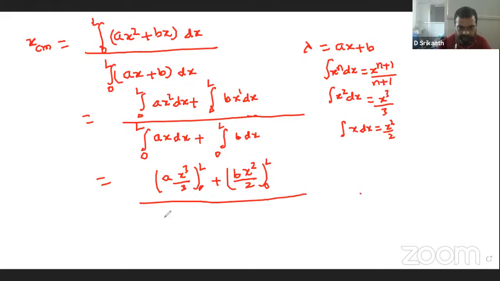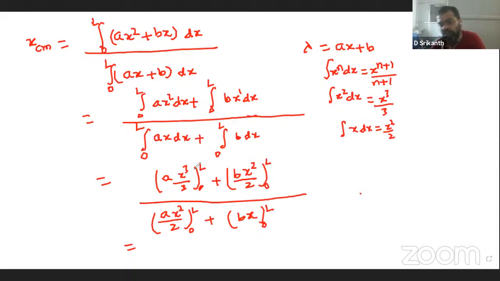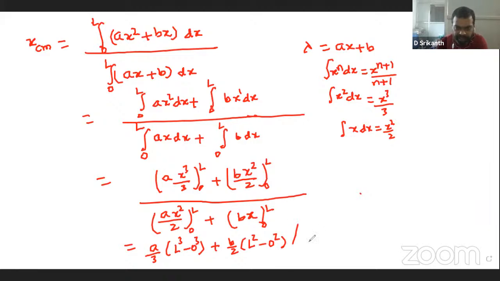divided by a x square by 2 between the values 0 to L, plus bx from 0 to L. Instead of x, I am substituting final value minus initial value. That is a by 3 into L cube minus 0 cube, plus b by 2 times L square minus 0 square, divided by a by 2 times L square minus 0 square, plus b times L minus 0.